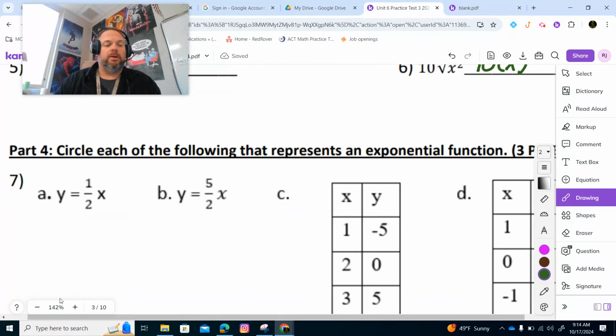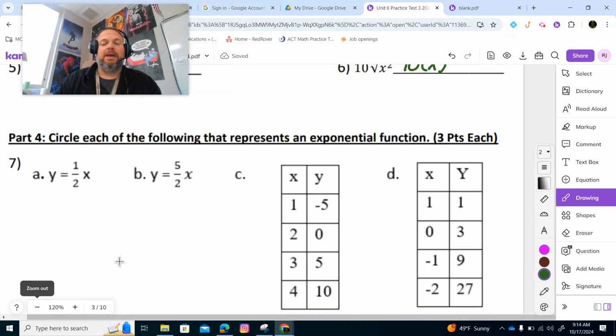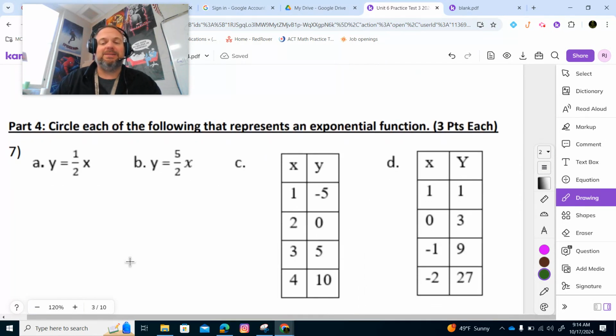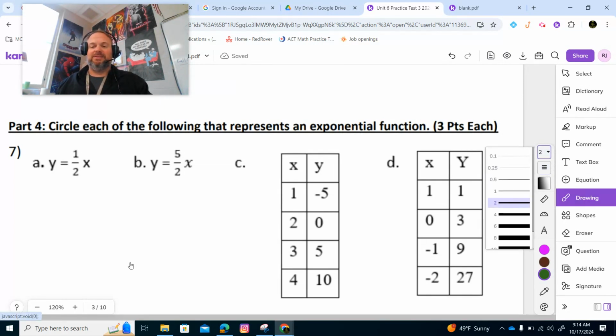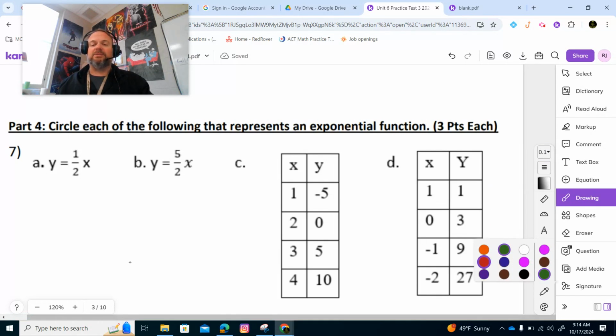Part four. Now, I had somebody ask me yesterday late in the third block, can we circle just the letter? I said yes, but you have to make it obvious. You cannot circle the letter like this and expect me to see it. Believe it or not, that is circled. I'll show you.